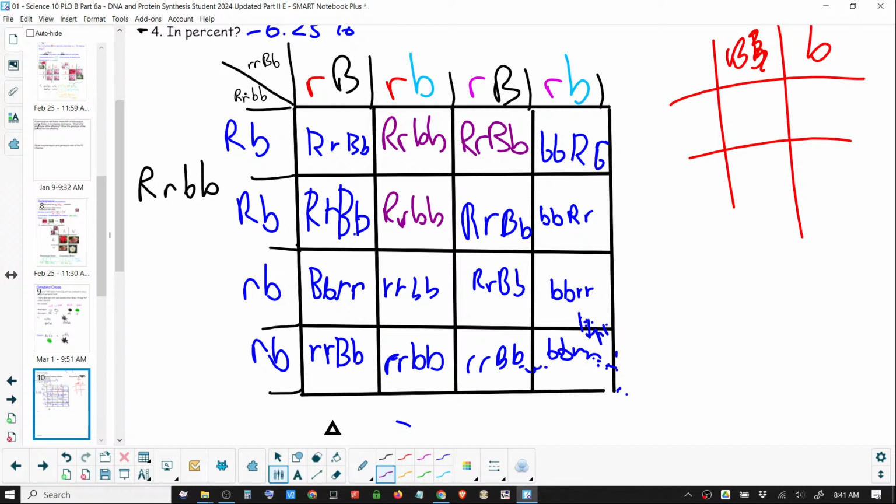So, first one, R, capital, lowercase, what is this, round or wrinkled? Round. Capital B, lowercase b, round and what color? So somewhere, draw a round black P.